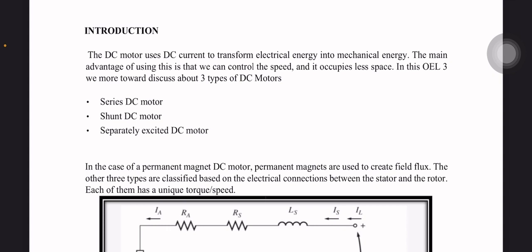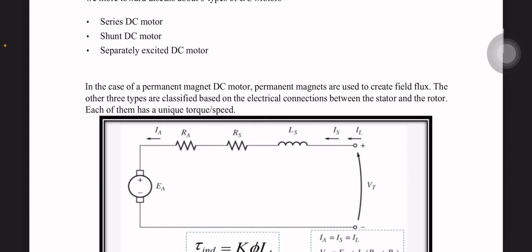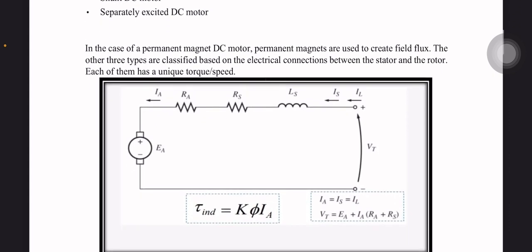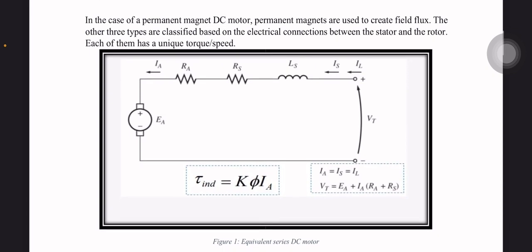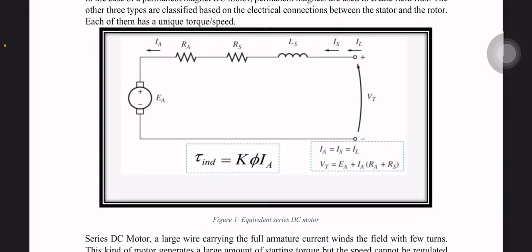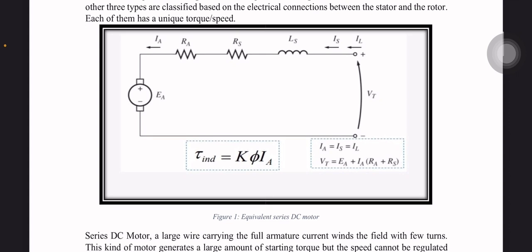Okay, I want to discuss three types of the DC motor. First, the series DC motor, the shunt DC motor, and the separately excited DC motor. In the case of the permanent magnet DC motor, permanent magnets are used to create the field flux. The other three types are classified based on the electrical connection between the stator and rotor, each with unique torque and speed characteristics. Okay, we can see figure 1, the equivalent series DC motor.